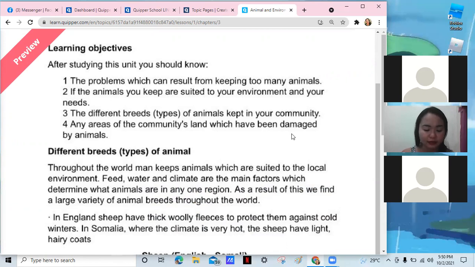So these will be our learning objectives for this lesson. We should know the problems which can result from keeping too many animals. Of course, it's just like people sick with a virus.